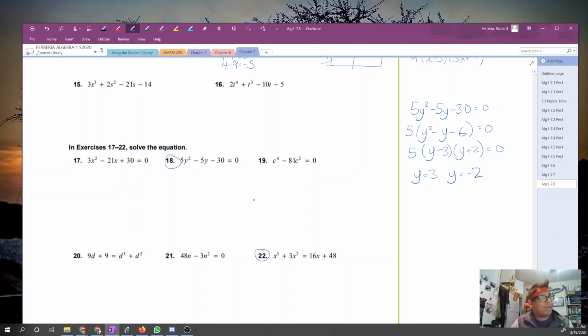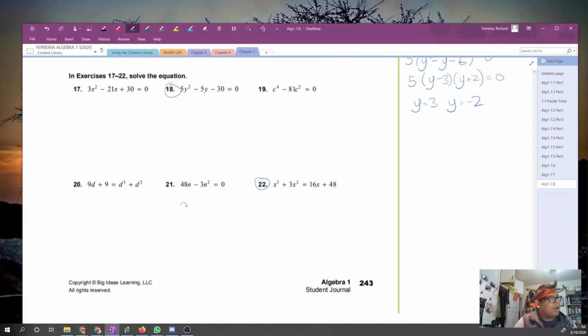22, I'm going to write that over here. x cubed plus 3x squared equals 16x plus 48. And the first thing I'm going to do is subtract everything over. We'll do that together. So we've got x cubed plus 3x squared minus 16x minus 48 equals 16x plus 48 minus 16x minus 48. Notice that we are subtracting here and here.